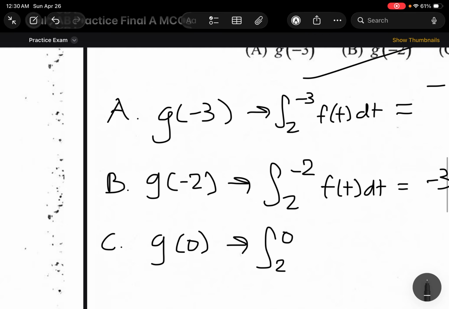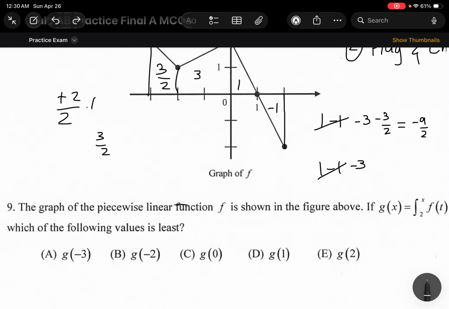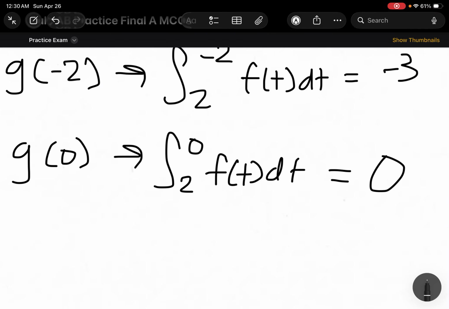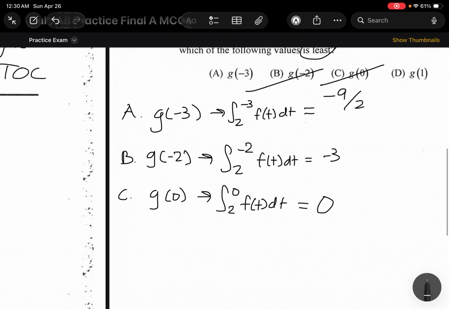From 2 to 0, we're still going backwards. What is our area? So from 2, we go plus 1. And from 1 to 0 is going to be -1. And that cancels out to 0. So that's going to be 0. G of 1. Oh, this is still not our least value. So right now, A is our possible answer.